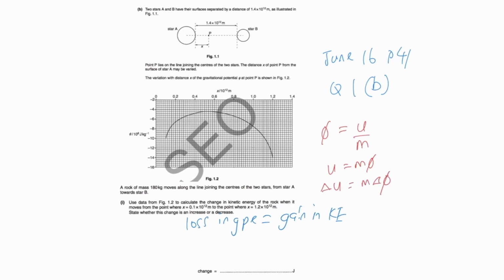So I can use the graph here to find the potential, and then after that I find the difference, then I multiply by the mass. And the mass of what? You must multiply by the mass of the rock, which is a test mass here, and you find the change in GPE of the rock. So the loss in GPE will be mass times change in potential.